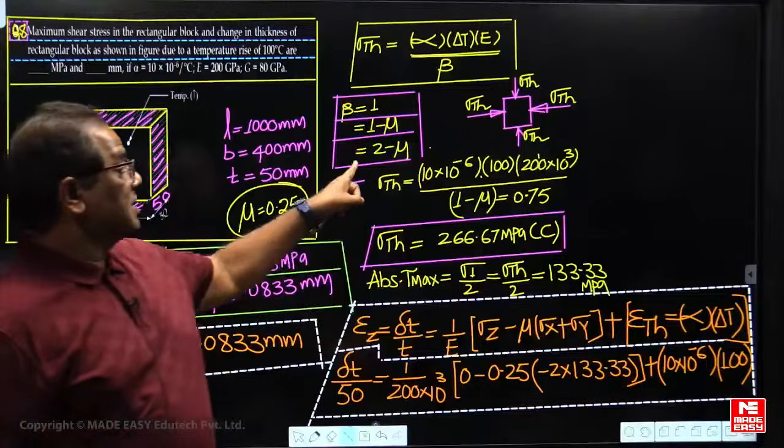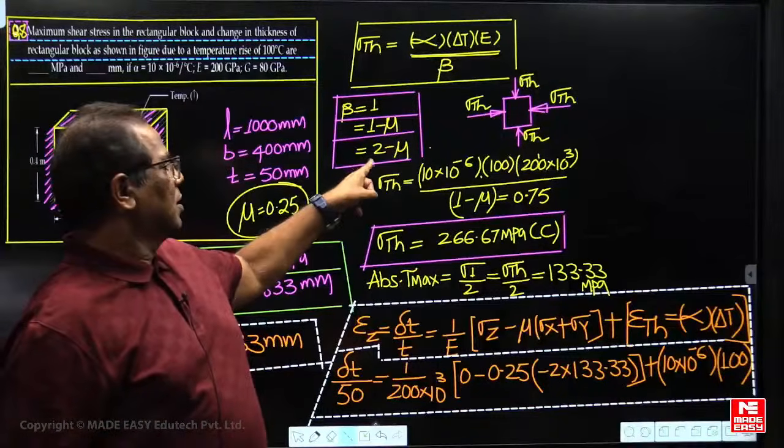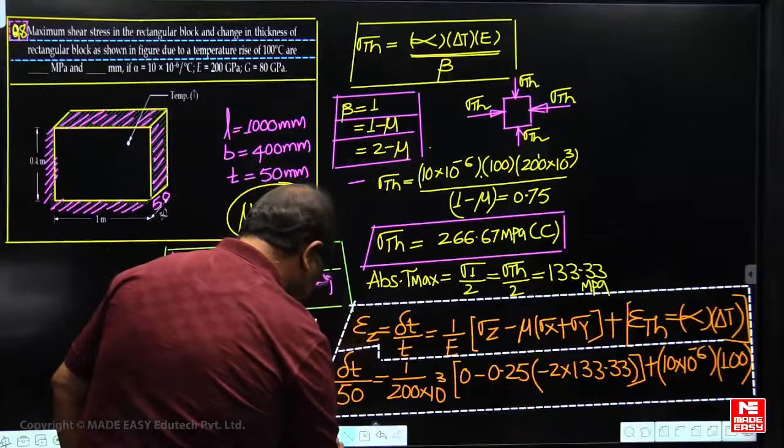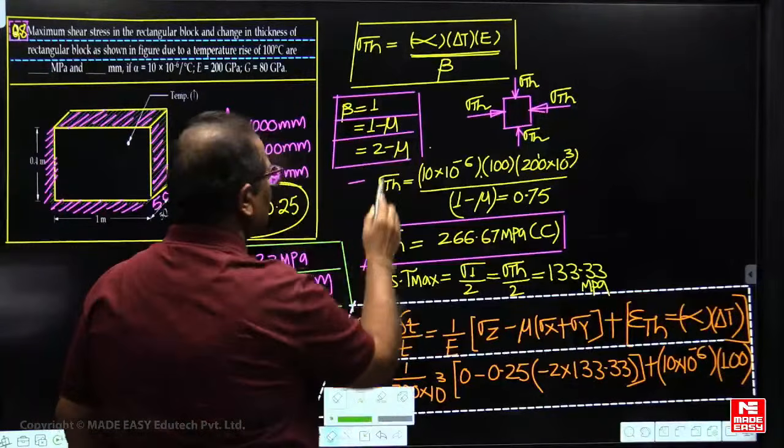So same thing, restricted in 3 direction. This is what now? A small correction. I made a mistake here. This is 1 minus 2 mu. A small correction is required.